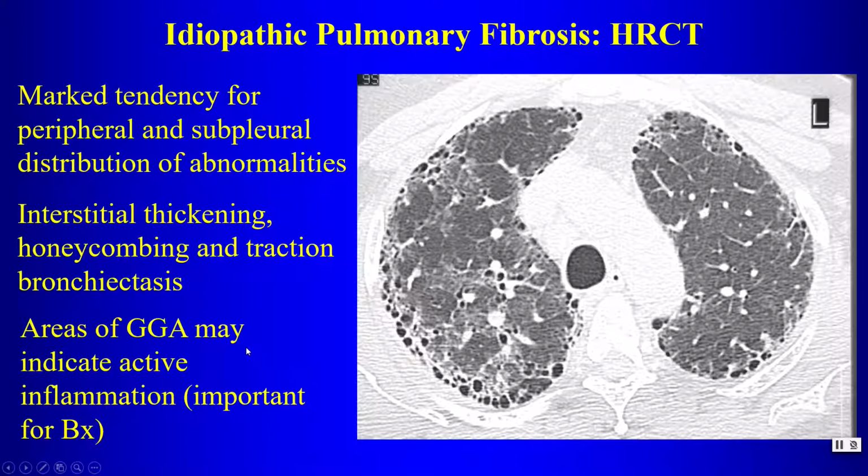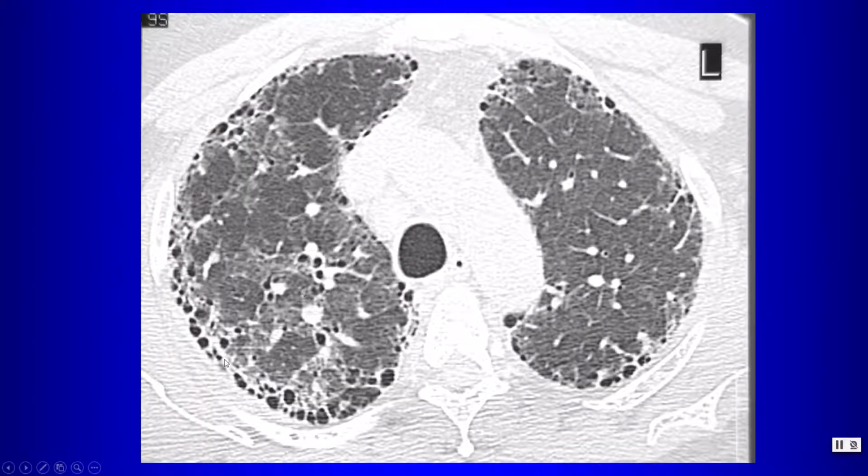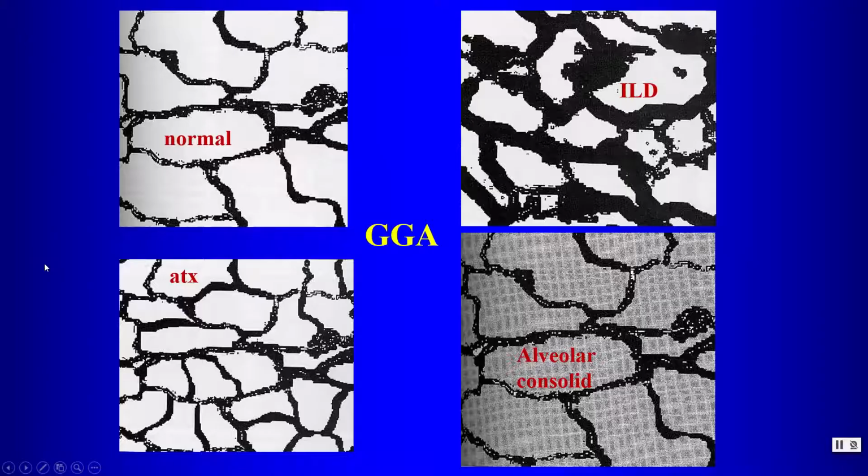There may be some areas of ground glass attenuation associated with this, but it is not a predominant finding. The predominant finding is a reticular pattern, predominantly in the periphery and subpleural regions, and especially this subpleural honeycombing with idiopathic pulmonary fibrosis, as we've outlined here in this image.